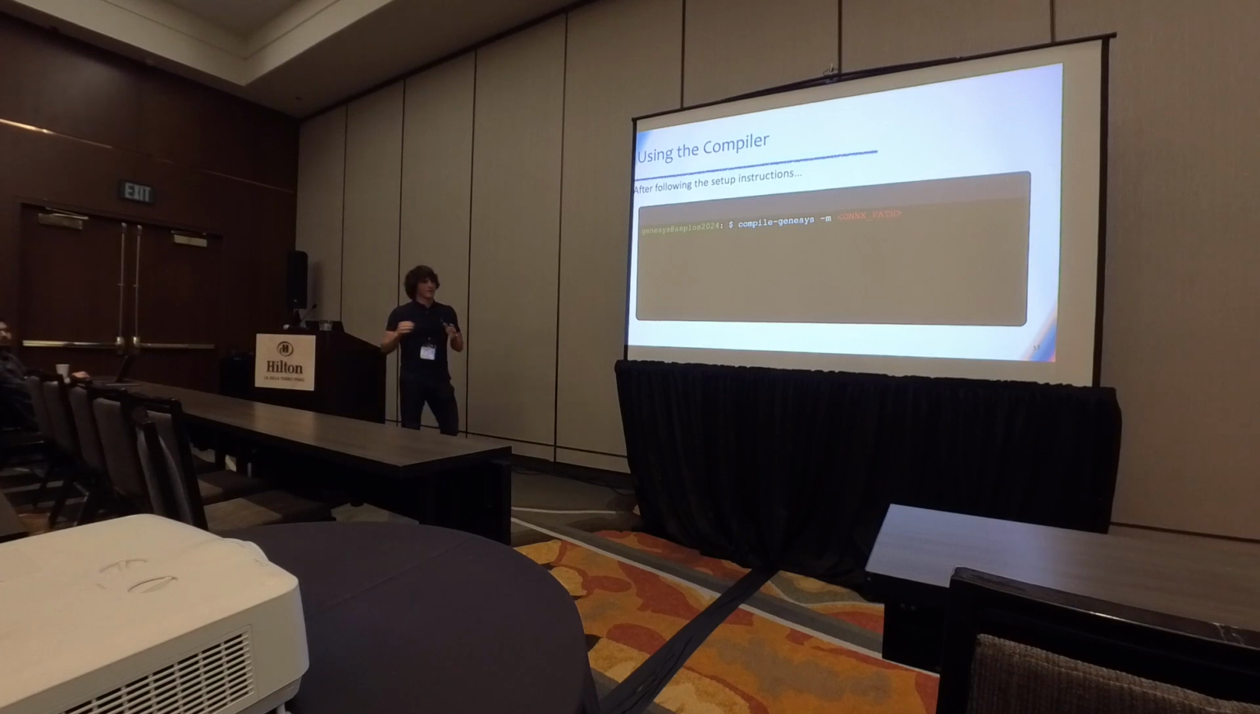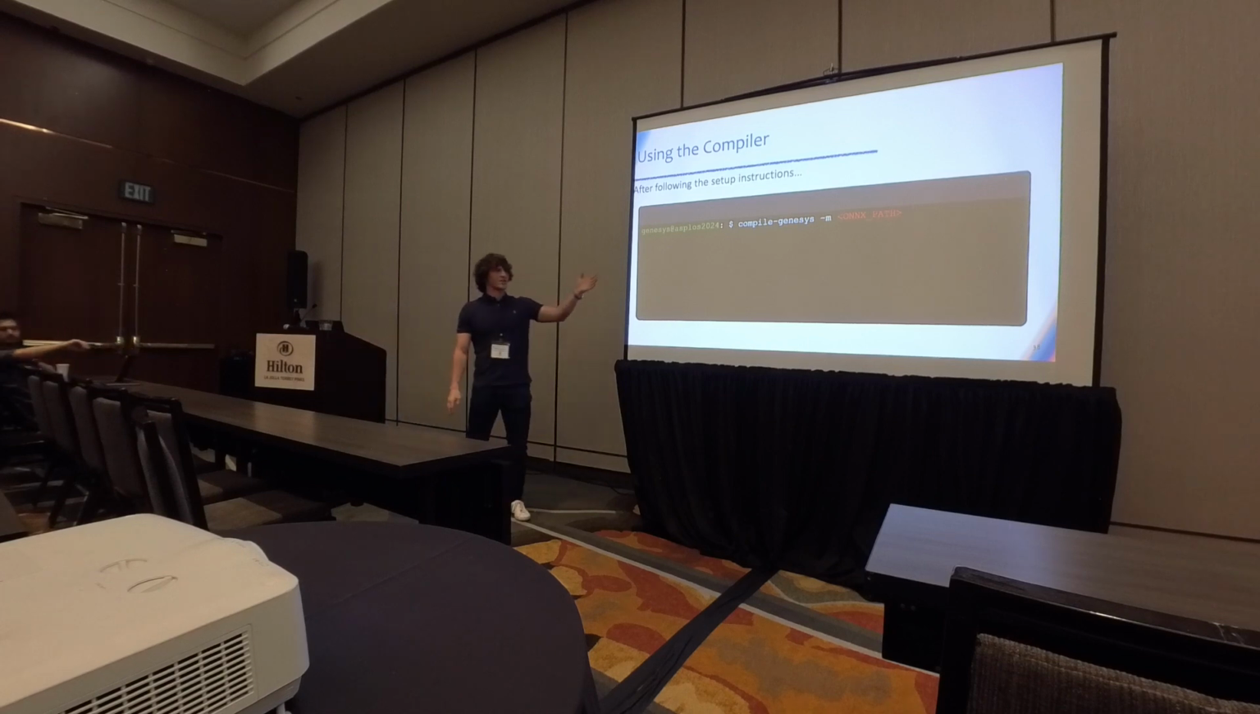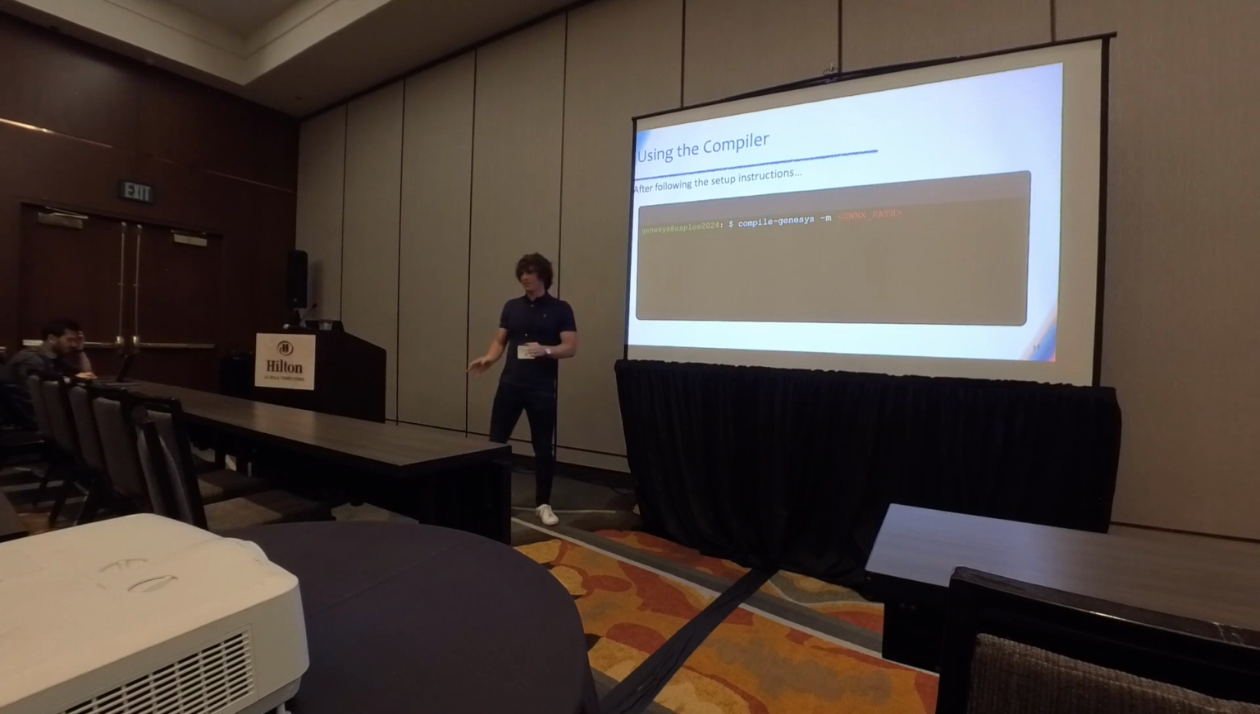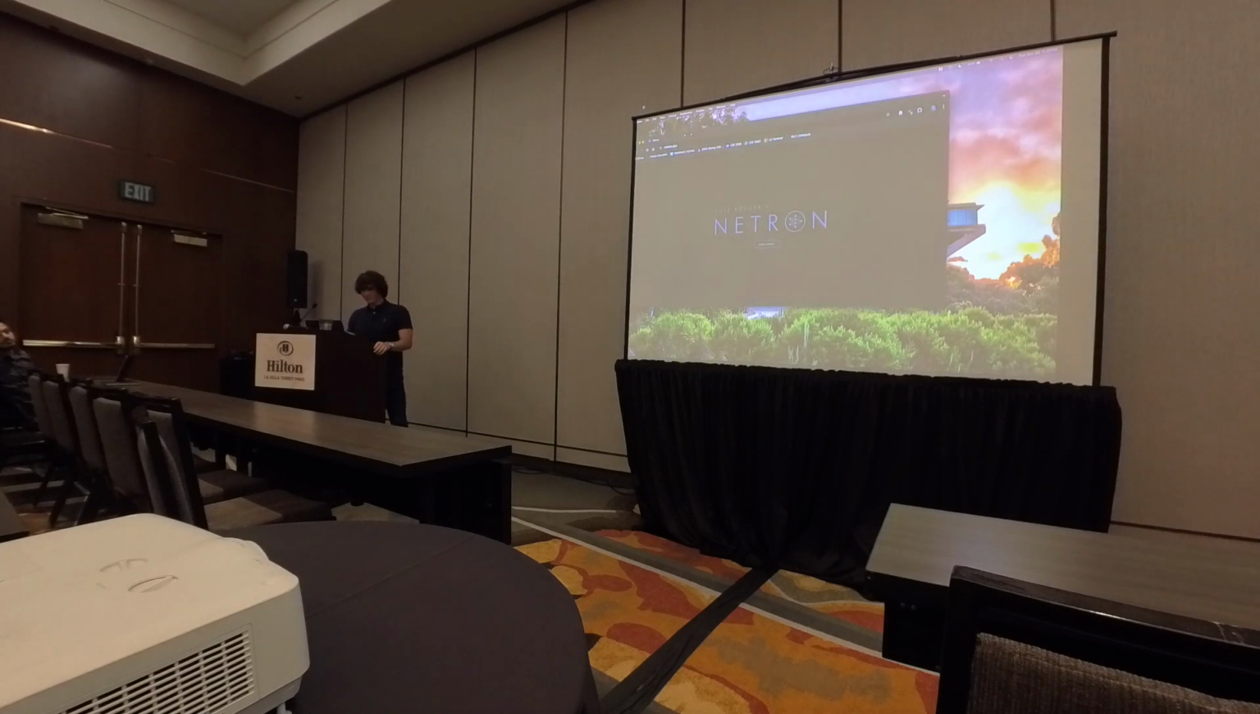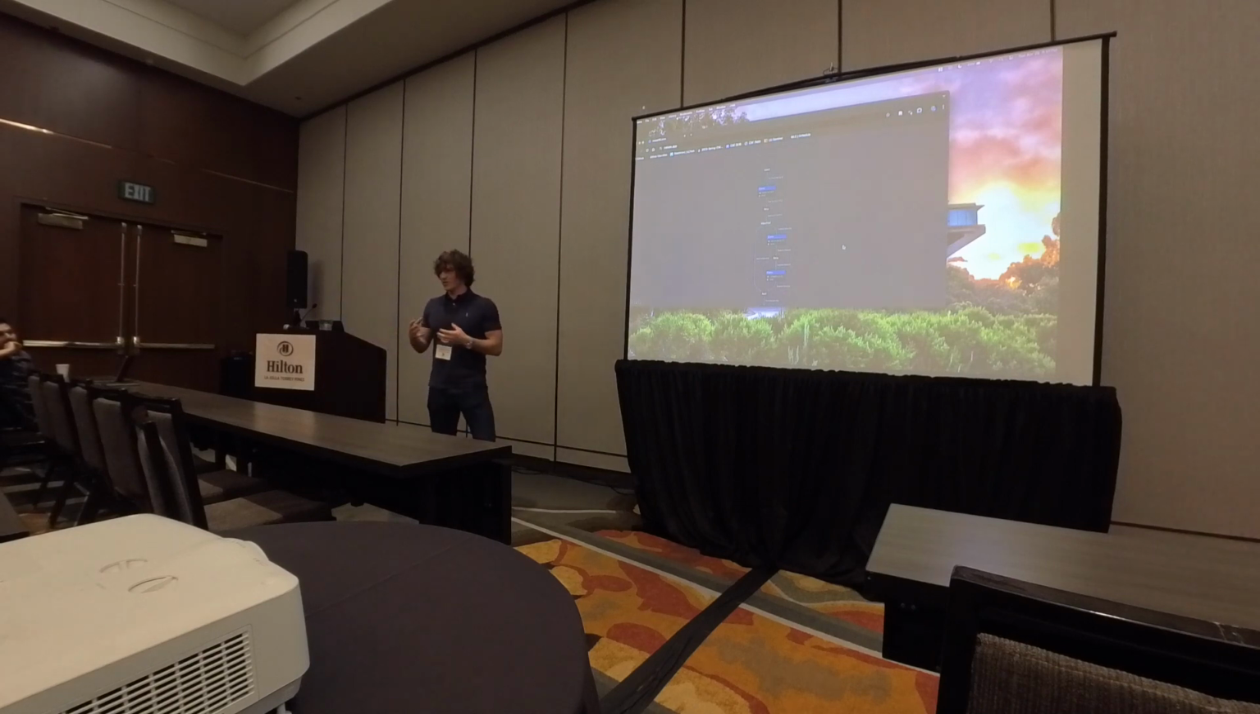The primary method to compile is this compile GeneSys command. The -m flag is the model path to the ONNX file. I wanted to quickly try to compile something on here. So I've got Netron here, and I just want to show a ResNet model. So I'm gonna go over the outputs of the compiler very quickly.